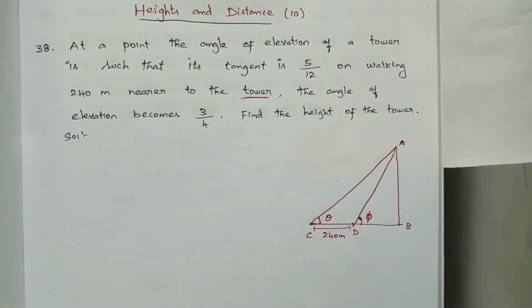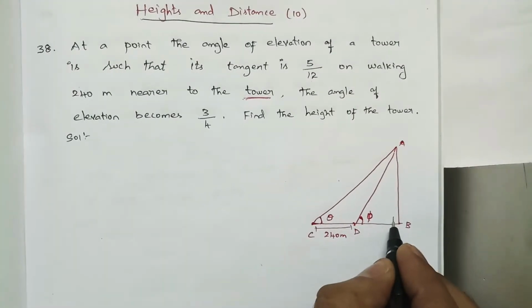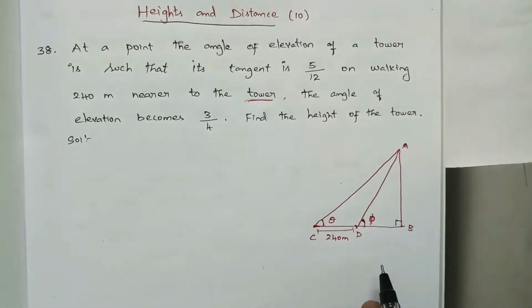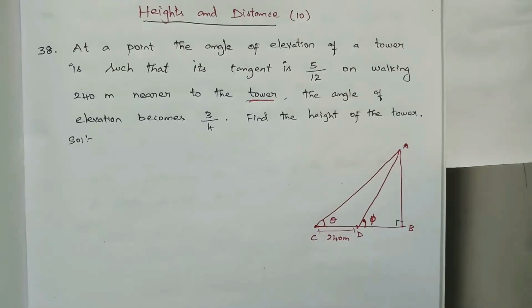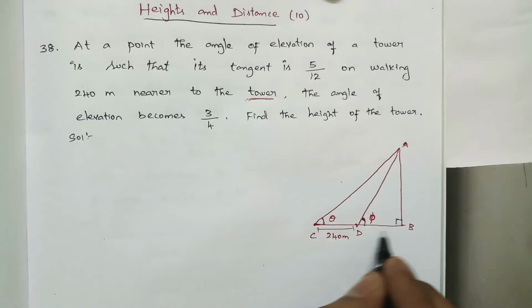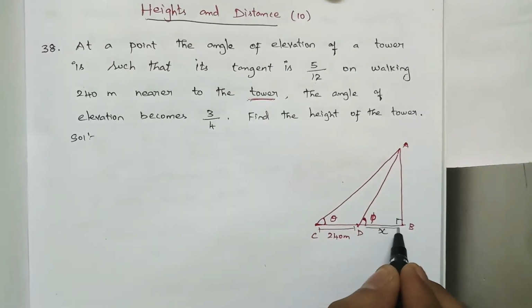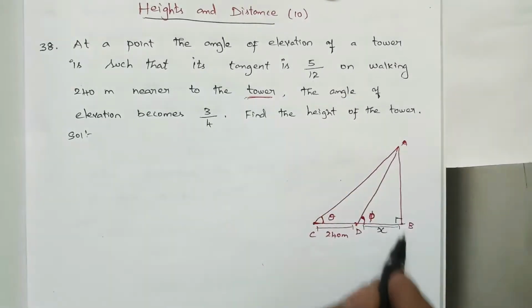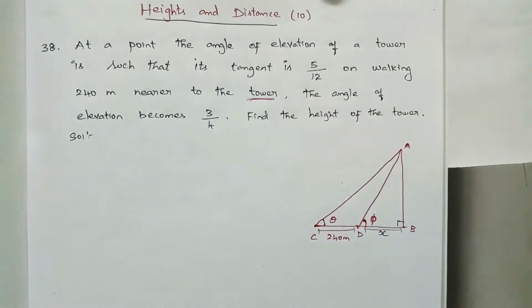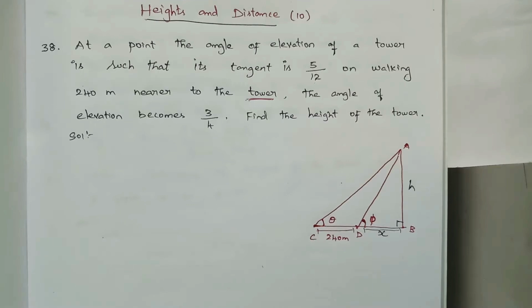Now we are having two right angle triangles. One is triangle ABC, the first right angle triangle, and triangle ABD is the second right angle triangle. So we need the opposite side and adjacent side, right? So for the right angle triangle ABD, I'm assuming that BD is equal to x meter. And AB, shall I take it as h or y? It's not a problem, right? I'm taking h, the height of the tower, that only we want to find.